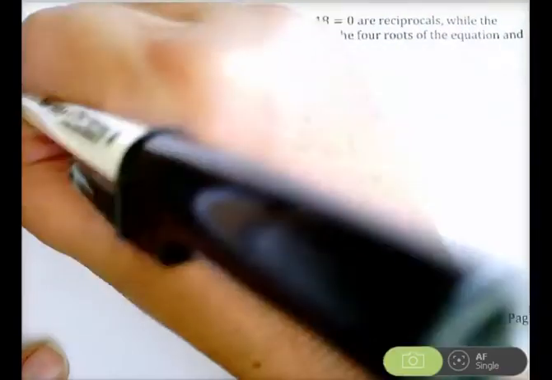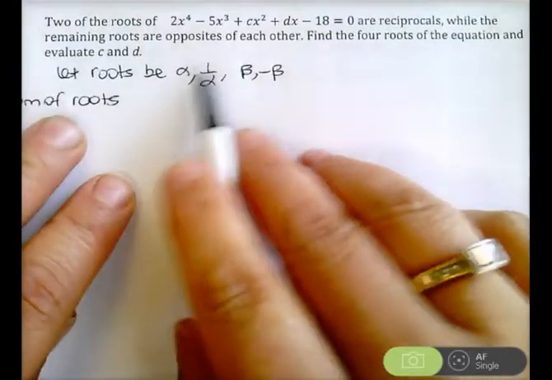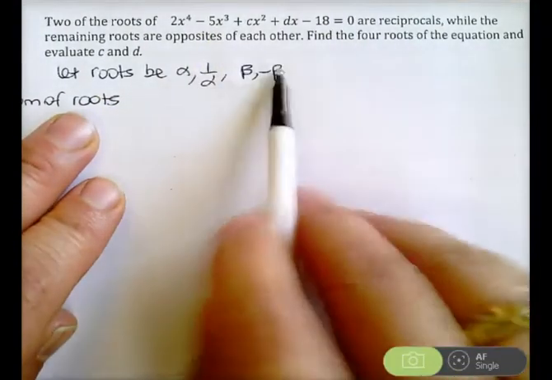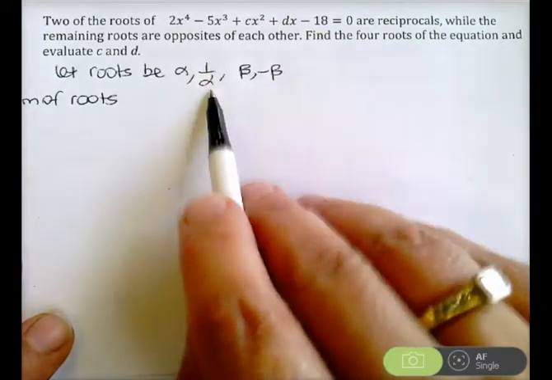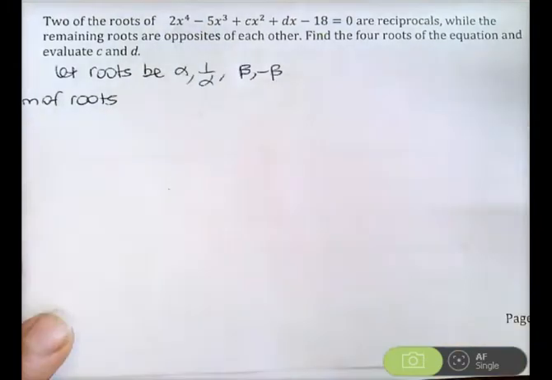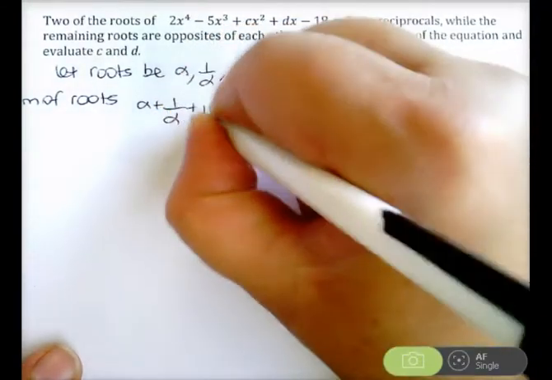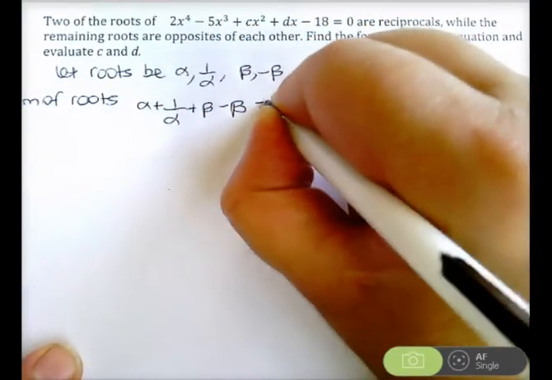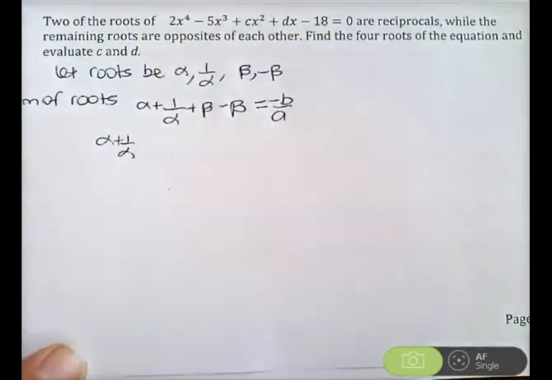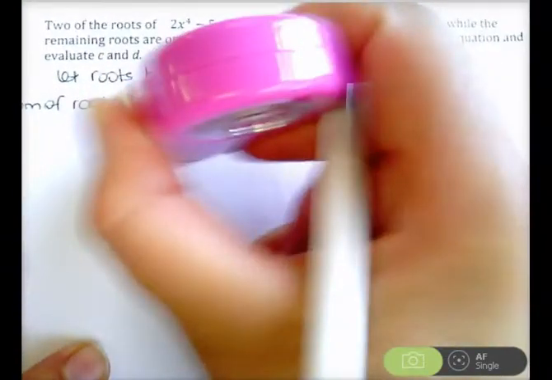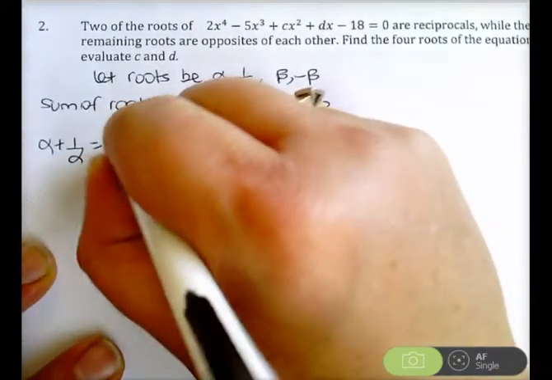Okay, so sum of roots. That's going to be good because the beta and the minus beta cancel, and you'll get alpha plus 1 on alpha is minus 5 on 2. So sum of roots one at a time, alpha plus 1 on alpha plus beta minus beta equals minus b on a. So it's alpha plus 1 on alpha. I'm going to need some more room. I'll move over. So we've got alpha plus 1 on alpha minus b on a is 5 on 2.